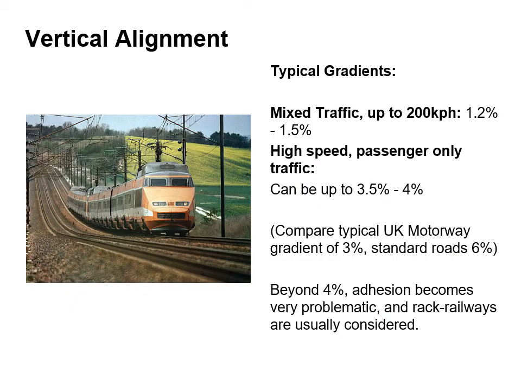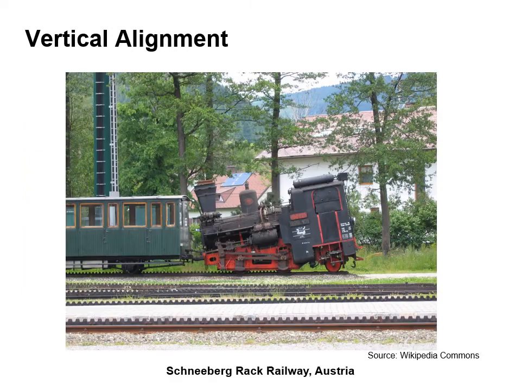So in terms of vertical alignment, typical gradients for mixed traffic up to 200 km per hour will be between about 1.2 and 1.5%. For high-speed passenger-only traffic, this could be up to 3.5% or 4%. Compared to a typical motorway gradient in the UK, which will be about 3%, and standard roads a maximum of 6%. Beyond 4%, adhesion becomes very problematic, and rack railways are usually considered instead. In case you were wondering what a rack railway is, here's an example of one in Austria.